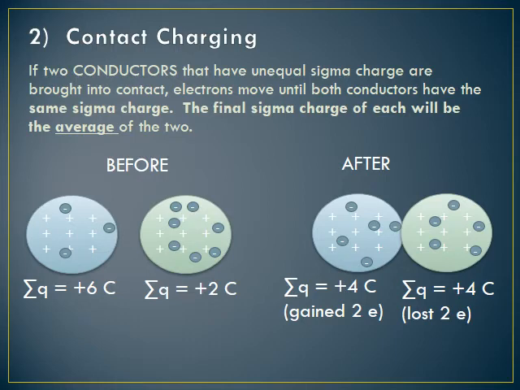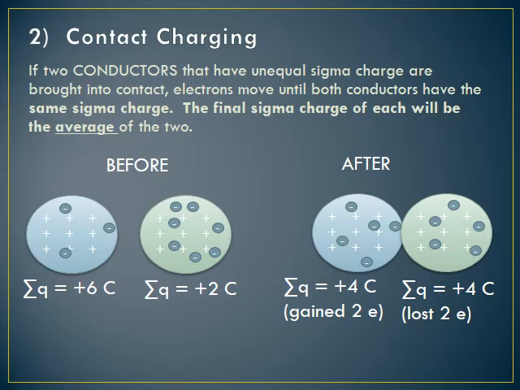So before they were touching, the electrons in the green one were a little bit crammed, right? They'd rather have more space. The more space, the better, because they're repelling from each other. So when they come into contact, they spread out as far as possible. What happens is the final sigma q of each one is going to be the average. So 6 plus 2 is 8, divided by 2 is 4. That means when we're done, sigma q is +4 for each one.